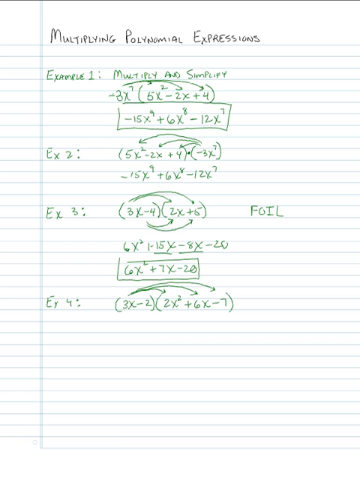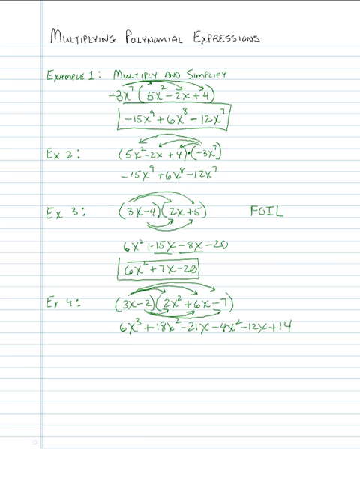So 3x times 2x squared, of course, is 6x cubed. 3x times a positive 6 is a positive 18x squared. And 3x times a negative 7 is a minus 21x. So we're finished using the 3x, so now we move to the negative 2, and we make sure the negative 2 multiplies all the way through. Negative 2 times 2x squared is negative 4x squared. Negative 2 times plus 6x is negative 12x. And negative 2 times negative 7 is plus 14.